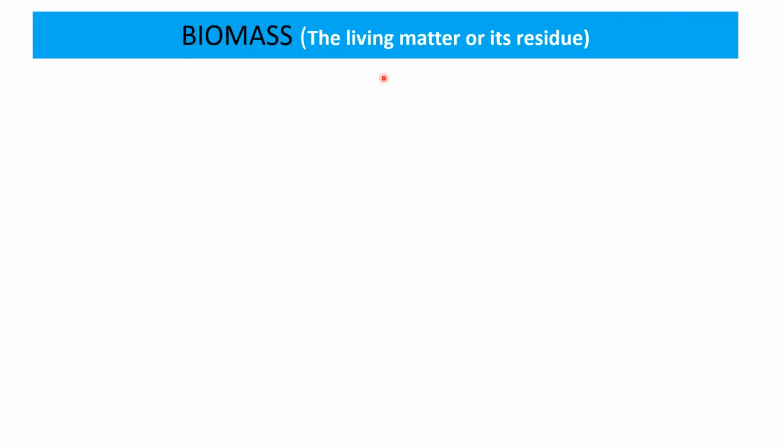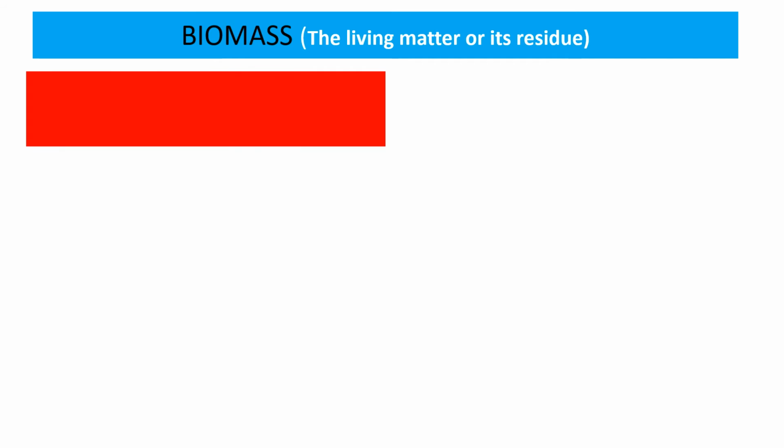Okay, so biomass ka definition if we'll talk about, then this is the living matter or its residue. So the living matter or its residue is called as biomass. This we have to write, or its residue. Okay, the living matter and its residue is called as biomass.